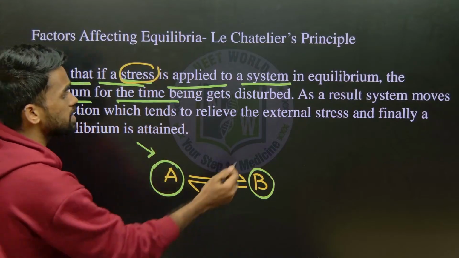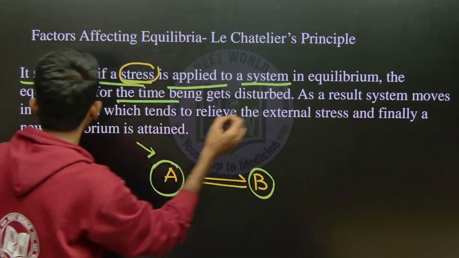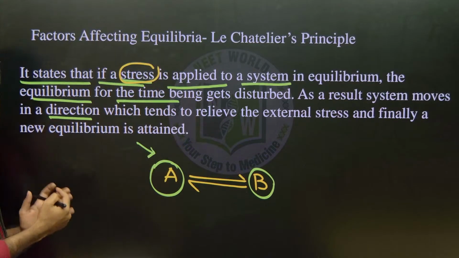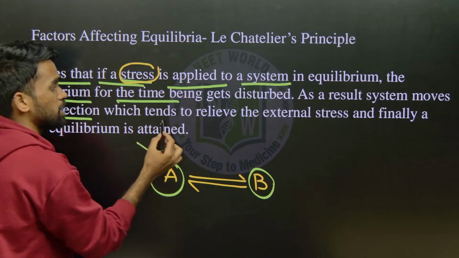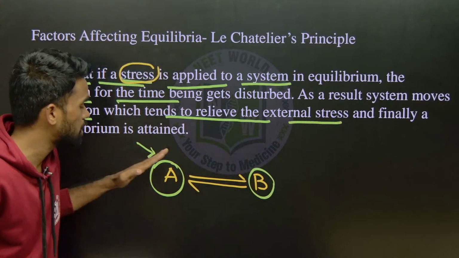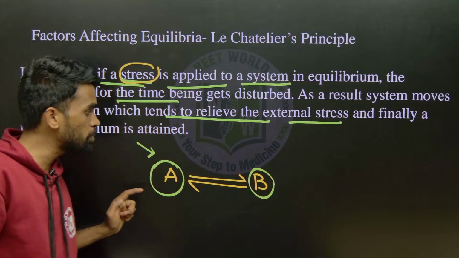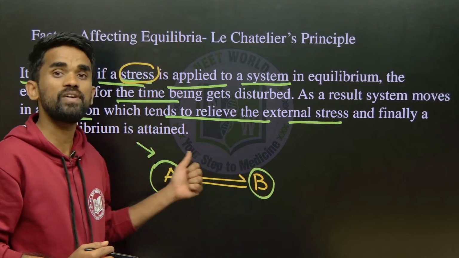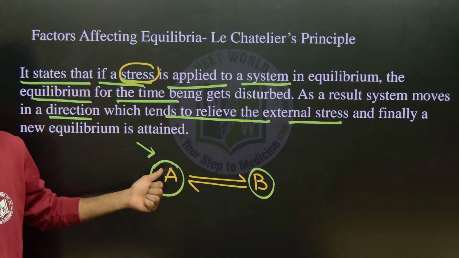As a result, the equilibrium will move in a direction which tends to relieve the external stress. For example, if I apply stress to the reactant side, then the equilibrium moves towards the product side, to nullify whatever external stress we have applied.